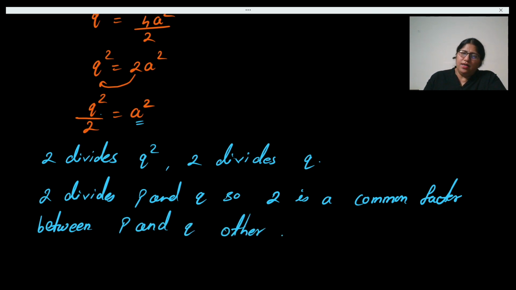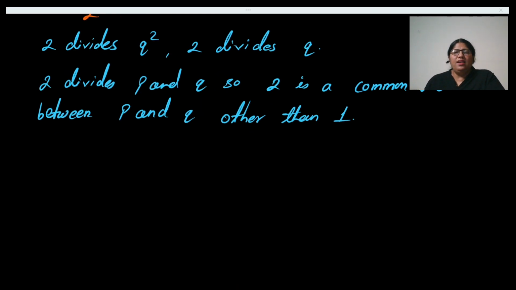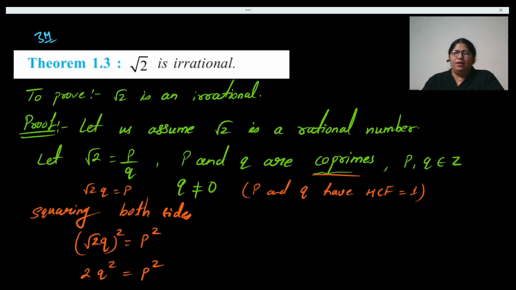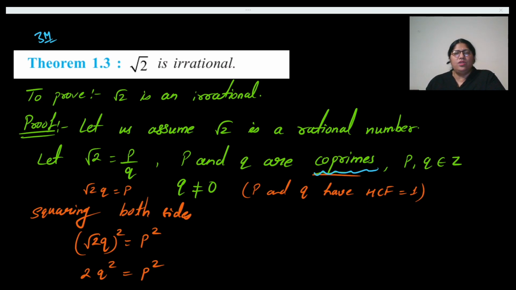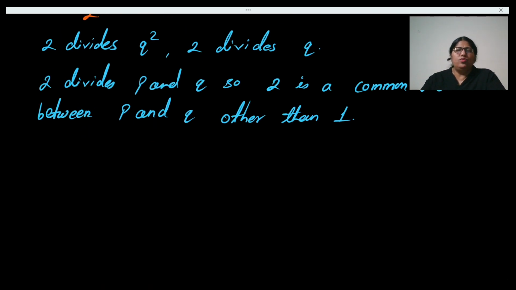See, as per this, we have taken them as co-prime. So their common factor was supposed to be only 1. But using this, we got 2 as another factor. The moment any numbers have a common factor, that means they are not co-prime. The statement is now false. So what can we write down here? Hence, it contradicts our assumption that p and q are co-primes. It's because there is at least 2 as a common factor. So at least there is one common factor other than 1.